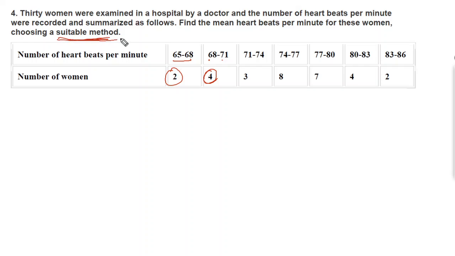Look at it. It has told you to choose a suitable method. You have 3 methods. First one is your direct method. Then the second one is your assumed mean method.